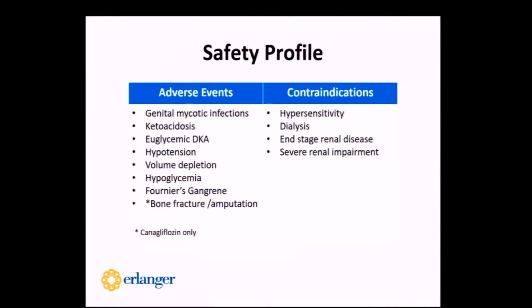So kind of jumping into the safety profile of these medications, first focusing on the adverse events. They are not benign drugs. They definitely have some adverse events that are possible. These include genital mycotic infections, ketoacidosis, euglycemic DKA, hypotension, volume depletion, hypoglycemia, Fournier's gangrene, and then bone fracture or amputation, which is more so associated with canagliflozin.